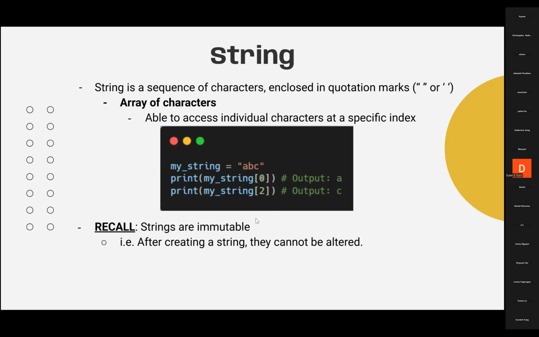It will give you the characters from index 0 to 1. One thing to remember is that strings are immutable. That means if you already initialize a string, maybe this string ABC, it cannot be modified. You cannot say my_string[0] equals C so that it becomes CBC. No, you cannot do that. You have to make a whole new string.